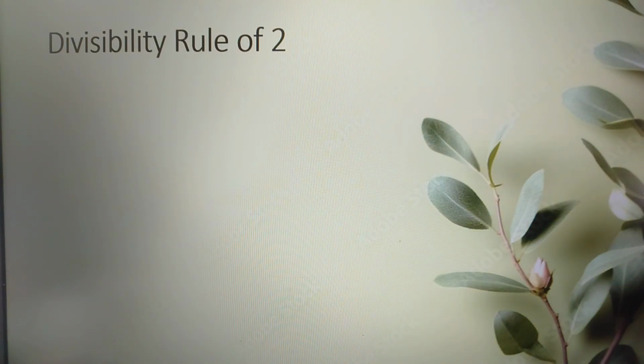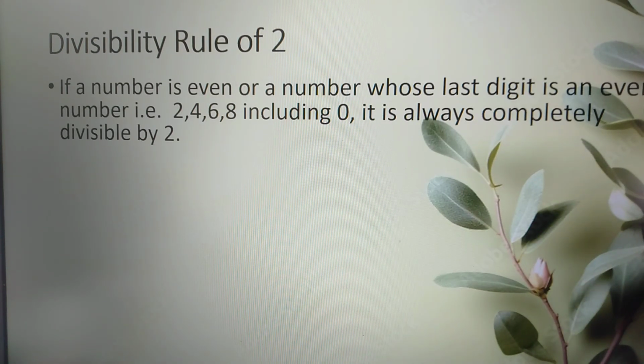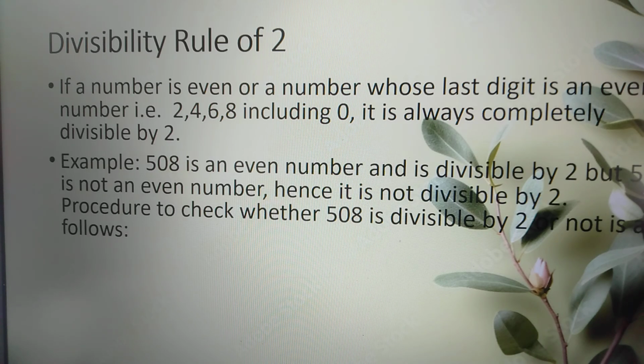Now, the divisibility rule of 2. If a number is even, or a number whose last digit is an even number, 2, 4, 6, 8, including 0, it is always completely divisible by 2. For example, 508. 8 is even, which means it is divisible by 2. Another one is 509. 9 is not even, so it is not divisible by 2.